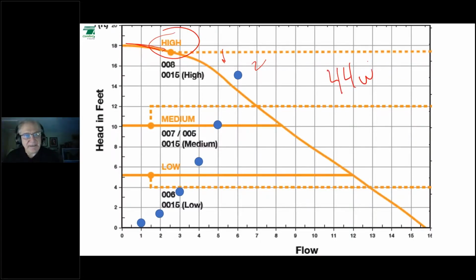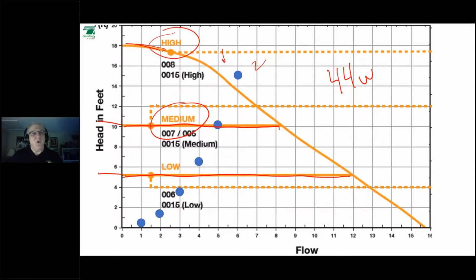Medium and low, now those are going to be the variable speed operating points for this circulator. And they're constant pressure delta P. So we'll be working somewhere along this line or somewhere along this line if I was able to choose those. Let's say I'd like to choose that. How would I do that?